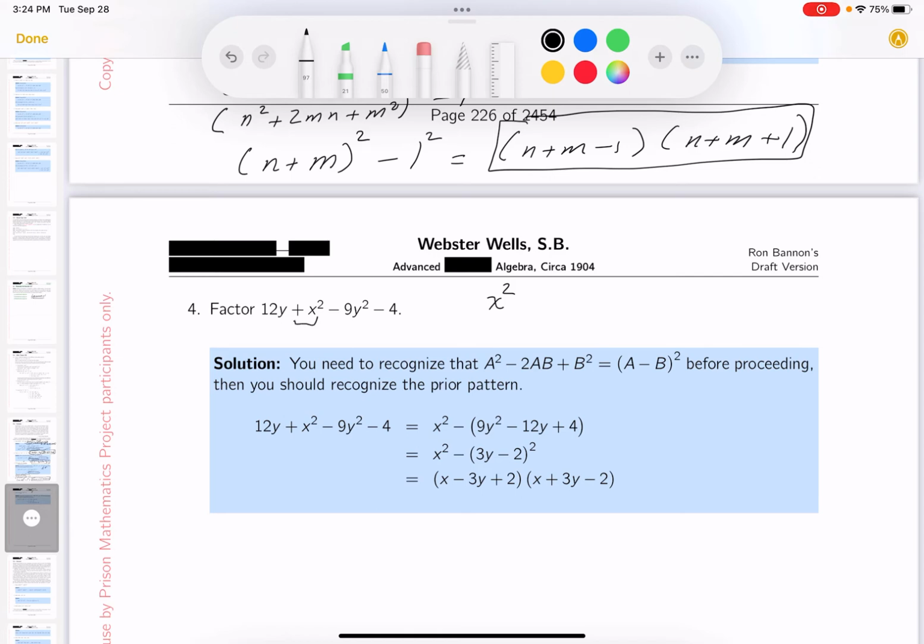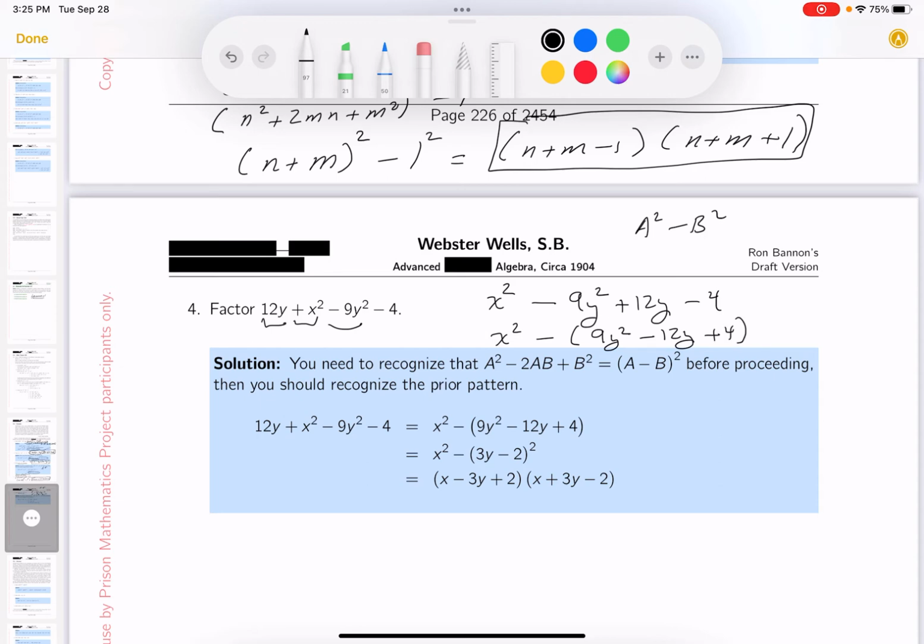Let me write this down now. Minus 9y squared. Writing that down. Plus 12y. And then minus 4. And again, my goal is I'm hoping to see a squared minus b squared. Not seeing it. Let's keep going. So I'm going to write x squared minus, I'm going to put this in parentheses now, hoping it's a square. That would be 9y squared minus 12y plus 4.